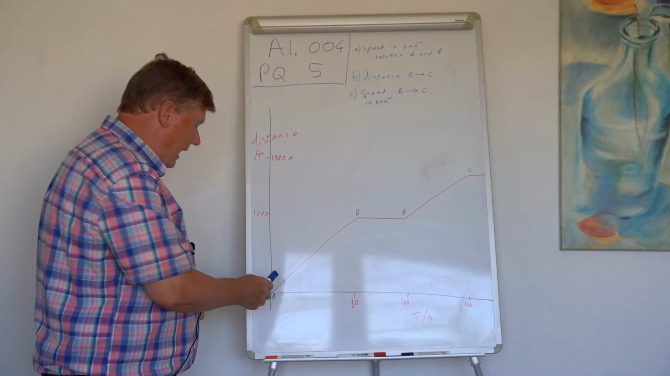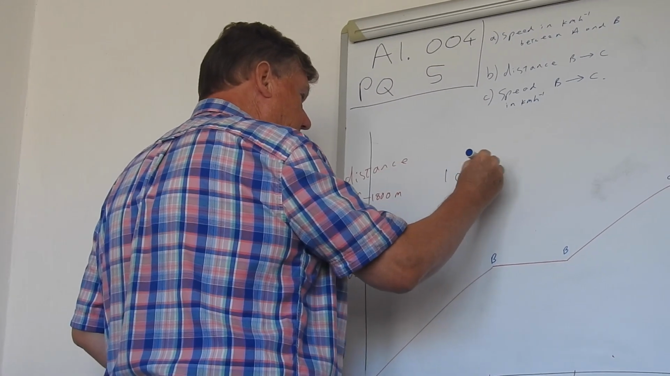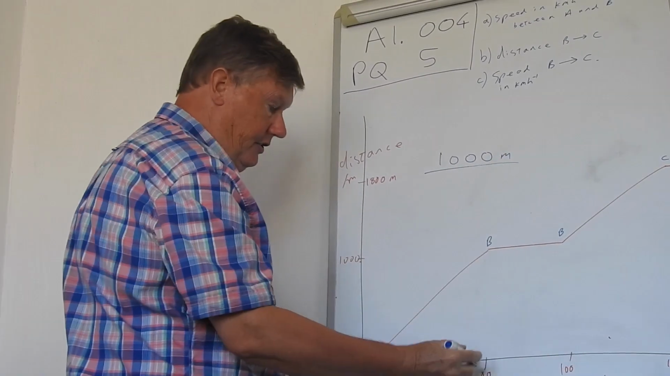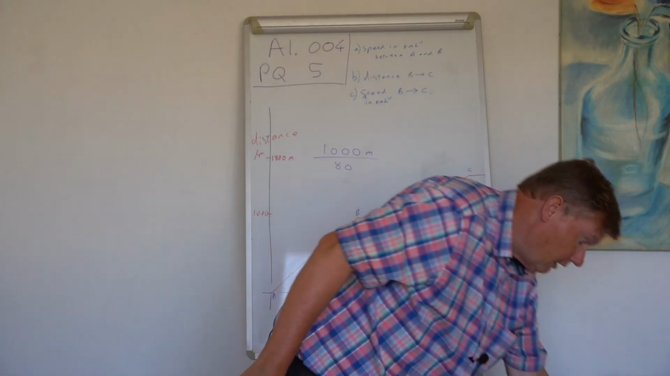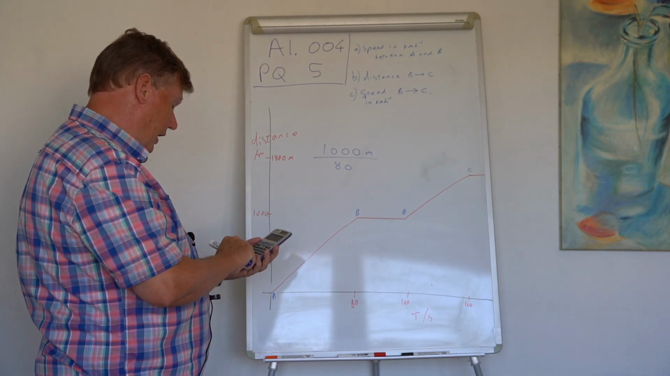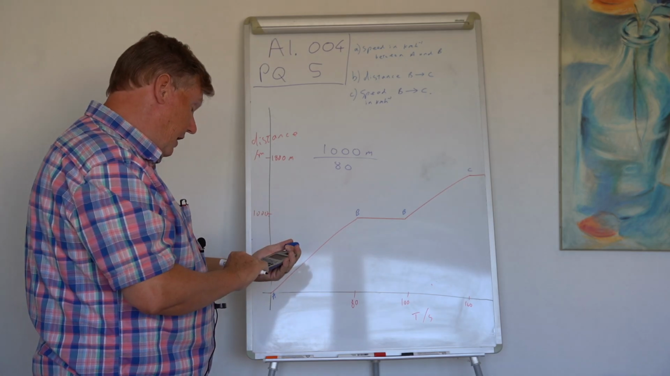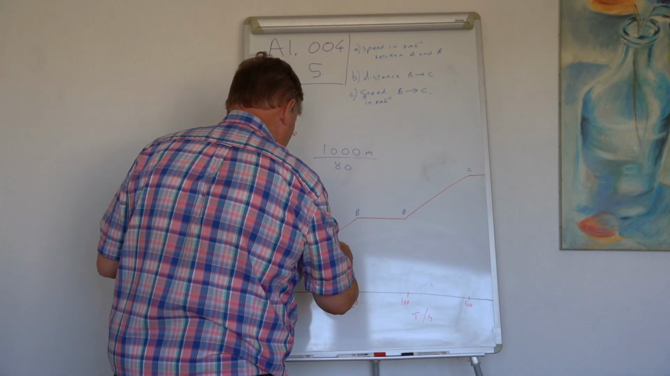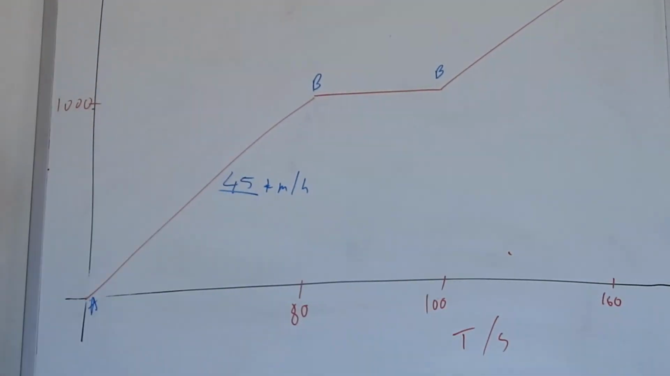So, between A and B, the distance travelled is 1,000 metres. And the time taken in seconds is 80. That'll give us an answer in metres per second. So 1000 divided by 80, that's giving me 12.5 metres a second, and I immediately multiply that up by 3.6, and so the answer is 45 kilometres per hour.